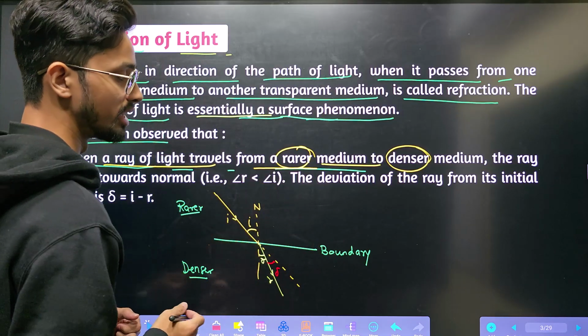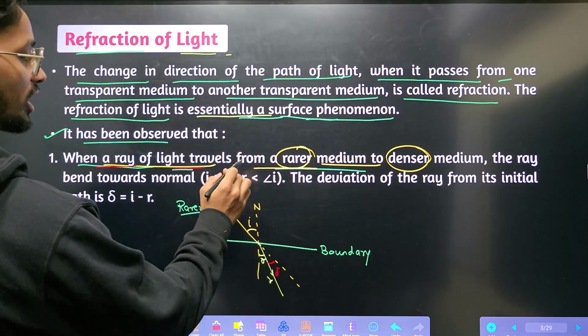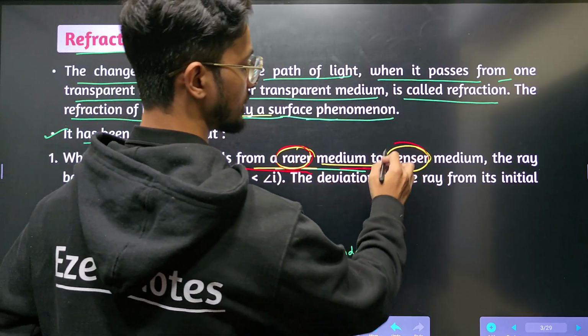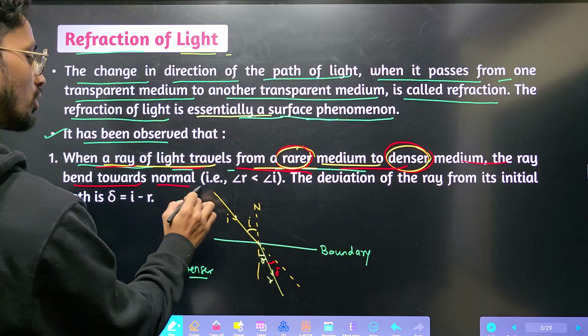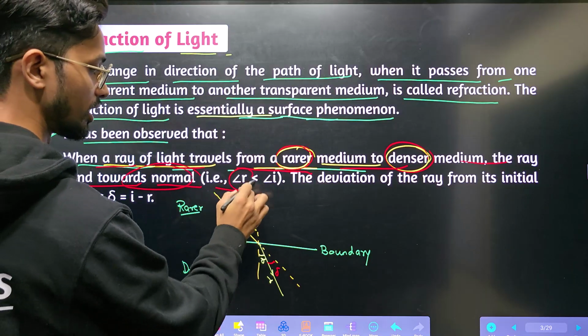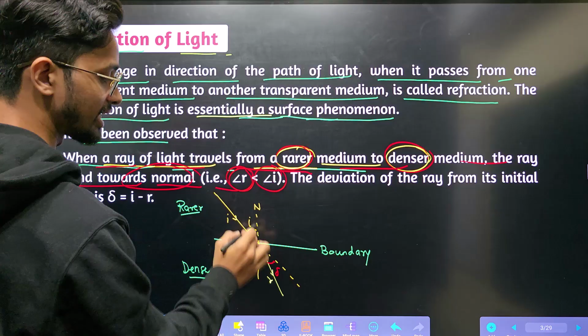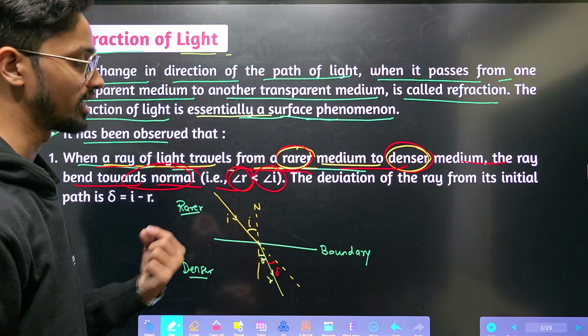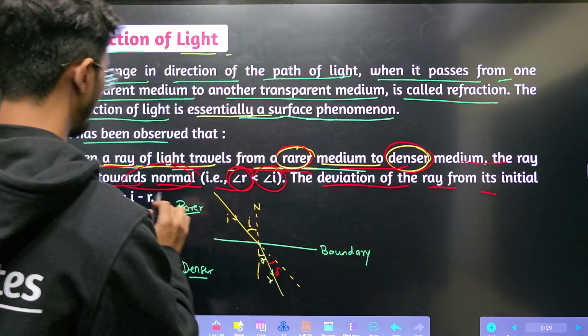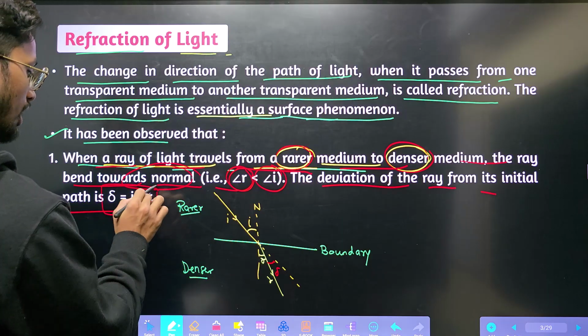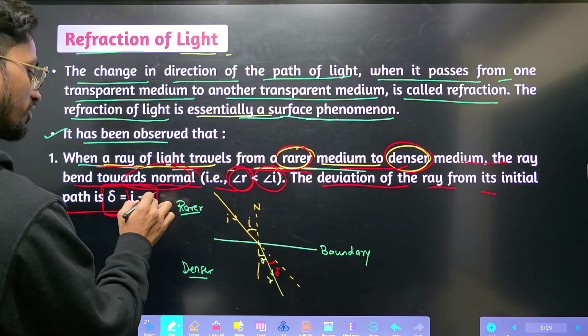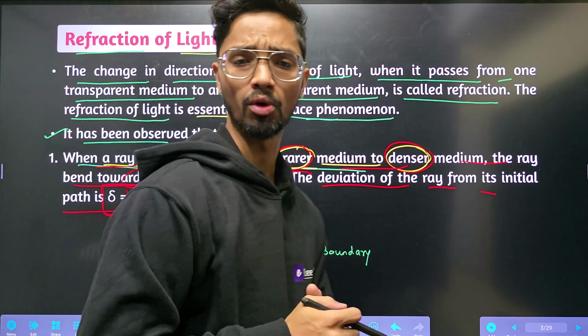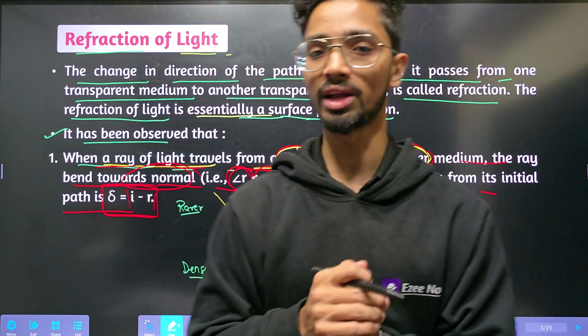Delta is the deviated angle. When the ray of light travels from rarer to denser medium, the ray bends towards the normal. That is, angle r will be less than angle i. The deviation of the ray from its initial path is delta equal to i minus r. We can say mod of i minus r. Why am I using mod here? Mod means the difference between i and r.